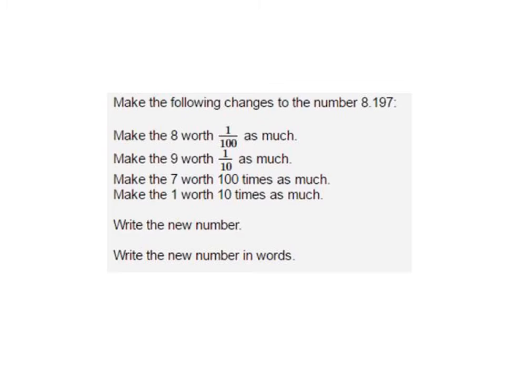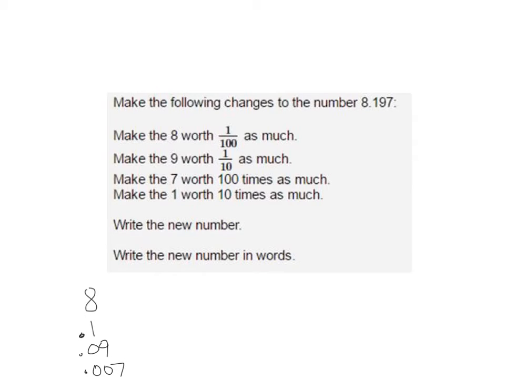Here we have a question where they have provided a number and we need to make changes to each place value and write the new number. My strategy is to write the value of each number. So for example, the 8 in the ones is worth 8. The 1 in the tenths is worth 1/10. The 9 is worth 9/100ths, and the 7 is worth 7/1000ths.